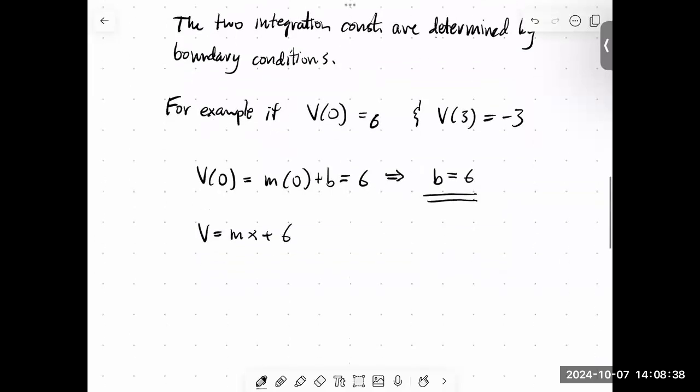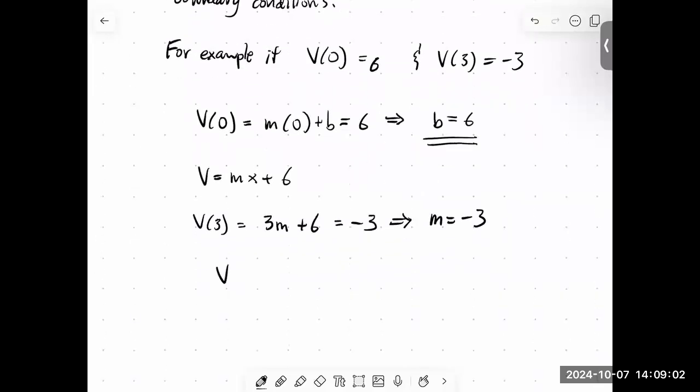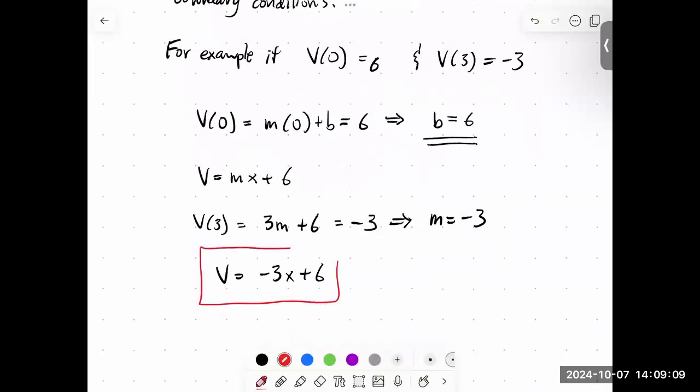And so now we use our second condition. V at x equals 3 is going to be 3m plus 6. And that has to be equal to -3. Subtract off the 6, you get -9, divide by 3, you get m is -3. So m is equal to -3. And so therefore our full solution is v is -3x plus 6. Okay, fair enough.